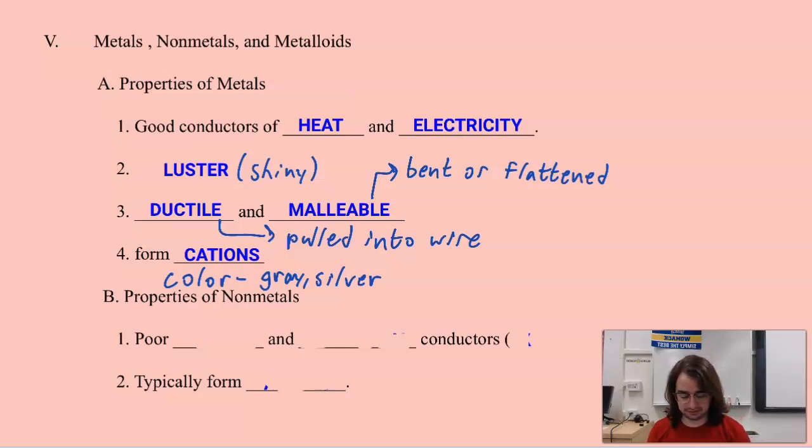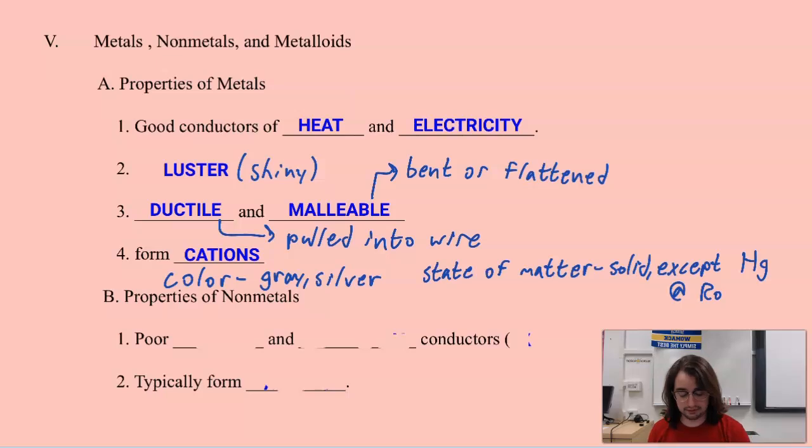And then what else? Let's see. So if we talk about the state of matter of our metals, they're primarily solid, except, can you think of one that is not a solid? It is mercury. If mercury is at room temperature, it is a liquid, which is why we use mercury for things like thermometers and stuff.